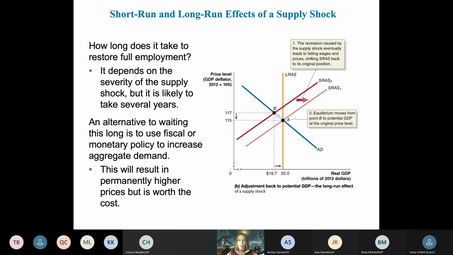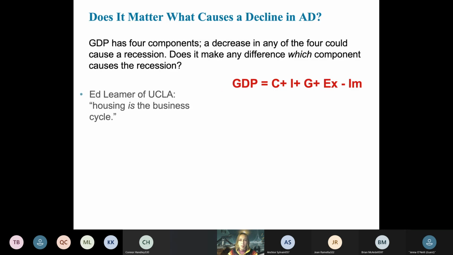So the question here is, how long does it take to restore full employment from a resource shock, like an oil shock? And the answer is it can take a few years. Therefore, that's another call, perhaps, for monetary and fiscal policy action from the government. An example of fiscal policy was unemployment compensation and stimulus checks during COVID. And the monetary policy would be lower interest rates.